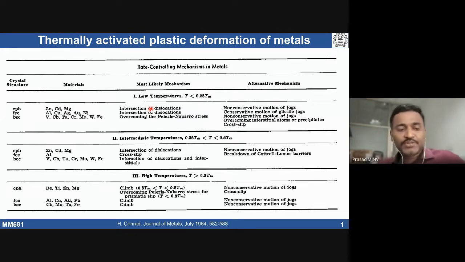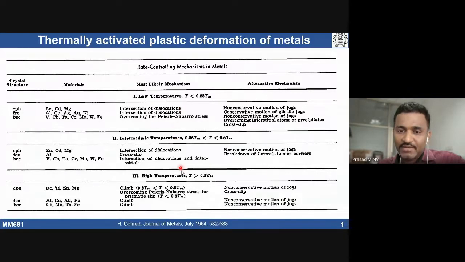The rate controlling mechanism will be known depending on the kind of multiple mechanisms involved. If they are sequential, the slowest one is the rate controlling mechanism. If they are independent processes, the fastest one is the rate controlling mechanism. If I take a simple example of aluminum, at low temperatures we see intersection of dislocations, which are thermal barriers, controlling the deformation mechanism.